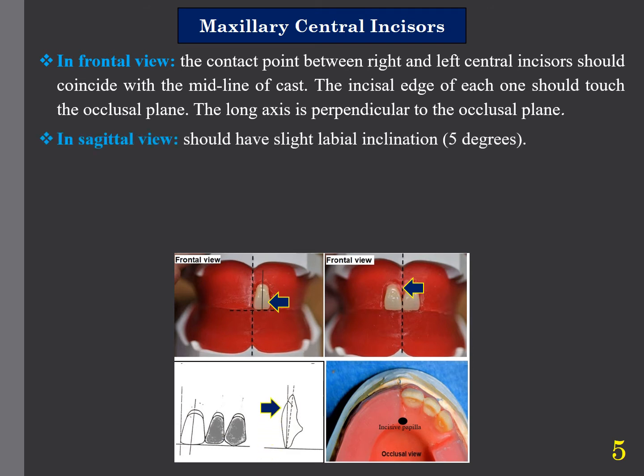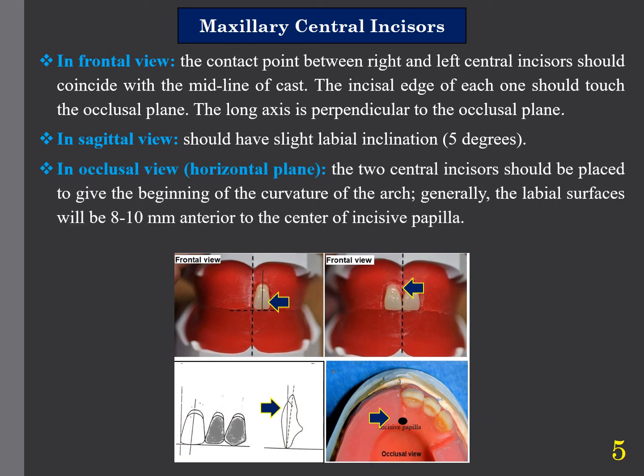In sagittal view, it should have slight labial inclination, about 5 degrees. In occlusal view, the two central incisors should be placed to give the beginning of the curvature of the arch. Generally, the labial surfaces will be 8 to 10 mm anterior to the center of the incisive papilla.